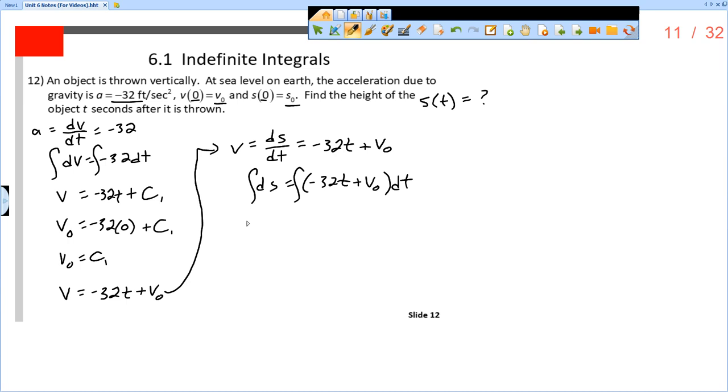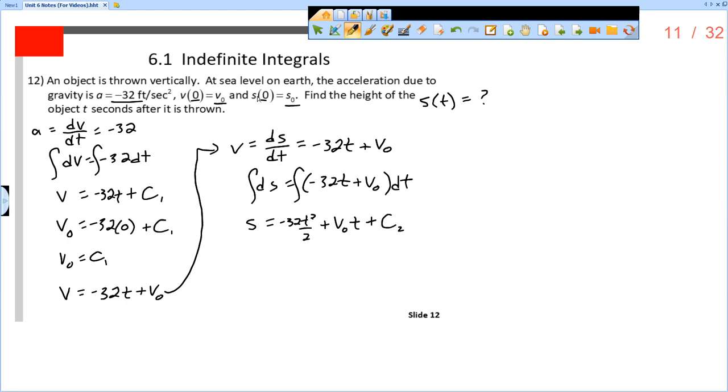So the integral of ds, the integral of the derivative of position is position. So s equals, and then remember we're going to add in c, and we'll call it c sub 2 because we already had a c sub 1. Now the integral of negative 32t would be negative 32t squared over 2, and of course we can simplify that to negative 16t squared, plus v sub 0. Remember, v sub 0 is a constant, unspecified, but it's a constant. So we get v sub 0 t.